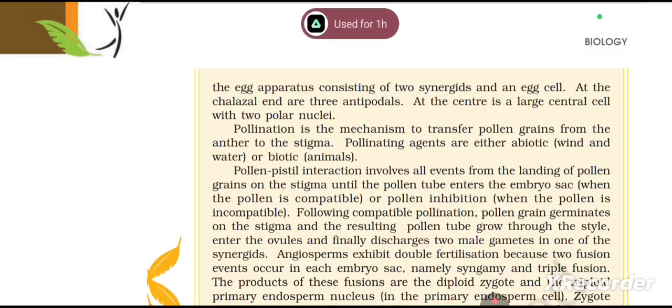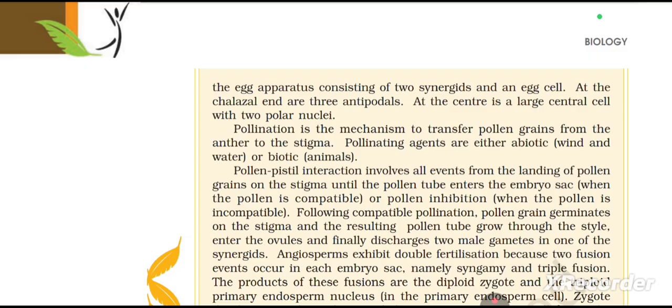Pollinating agents are either abiotic, wind and water, or biotic, that is animals. Pollen-pistil interaction involves all events from the landing of pollen grains on the stigma until the pollen tube enters the embryo sac when the pollen is compatible, or pollen inhibition when the pollen is incompatible. Following compatible pollination, the pollen grain germinates on the stigma and the resulting pollen tube grows through the style, enters the ovules and finally discharges two male gametes in one of the synergids.